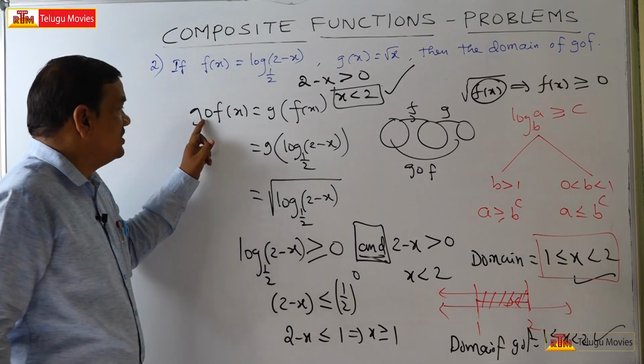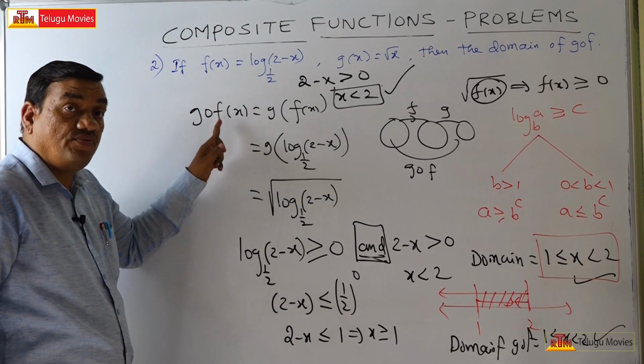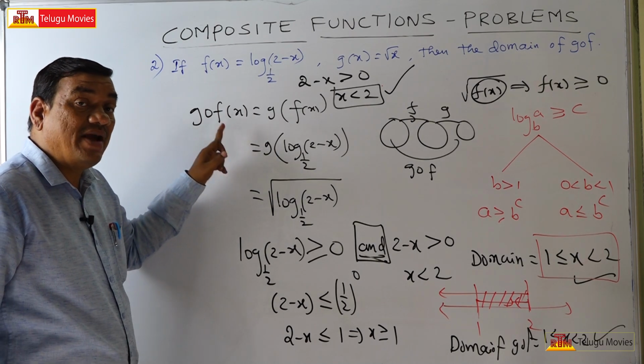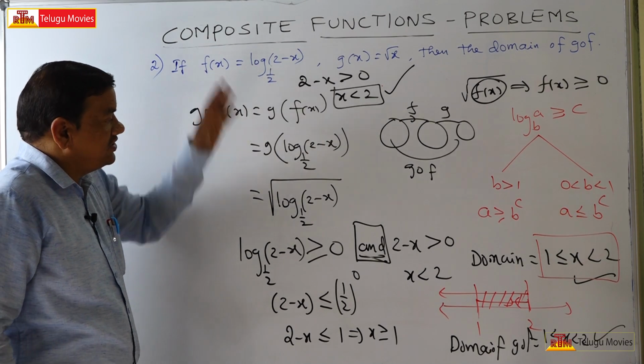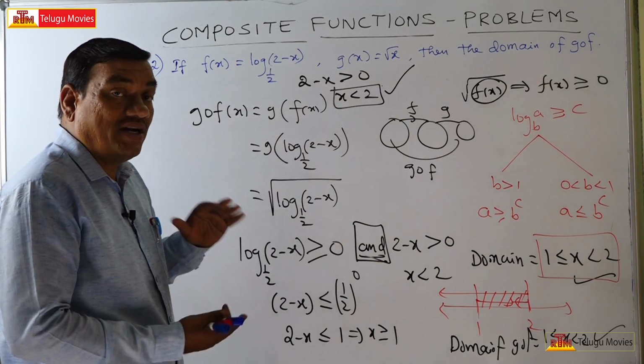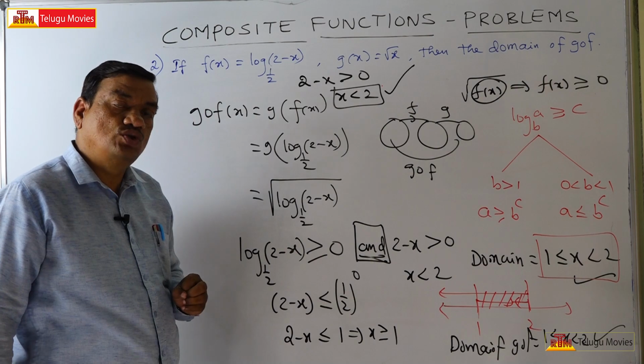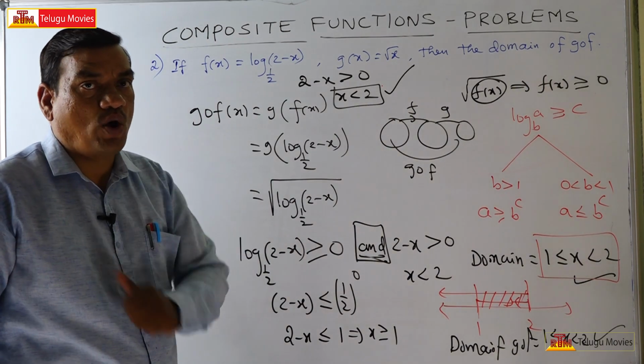So the domain of G circle f is the same as the domain of the second function f. The domain of f circle G is the same as the domain of G. Check whether both coincide or not; you have to take the intersection part. Now I hope that you understand this solution. Let us go for the next problem.